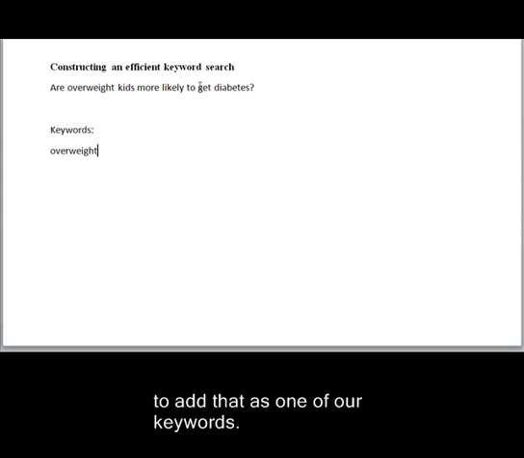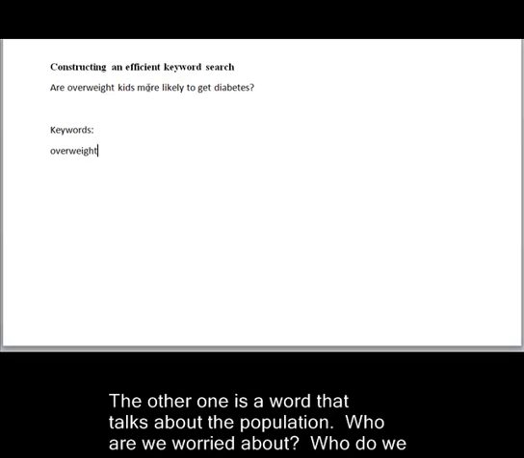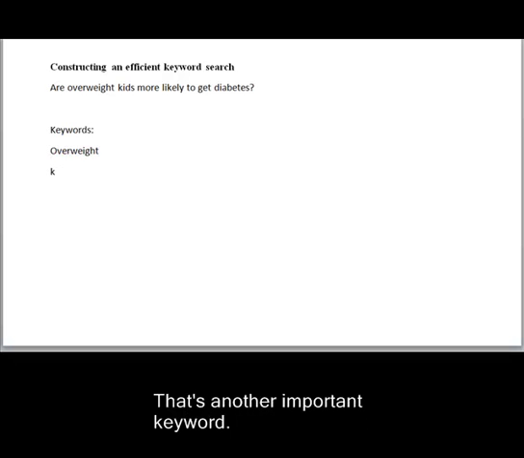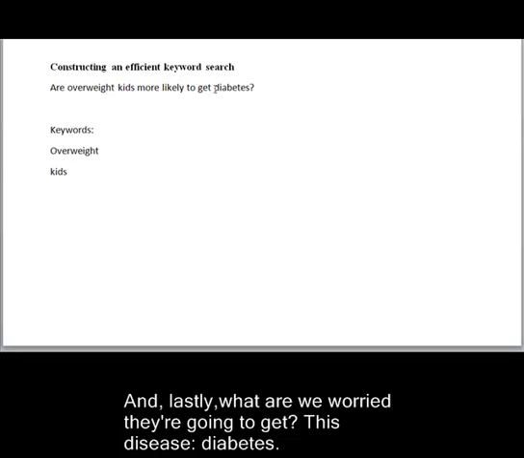Okay. The other one is a word that talks about the population. Who are we worried about? Who do we think is going to get overweight? Kids, right? It's another important keyword. And lastly, what are we worried they're going to get? This disease, diabetes.